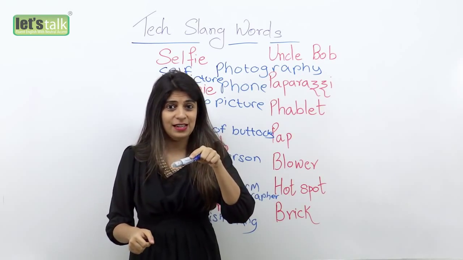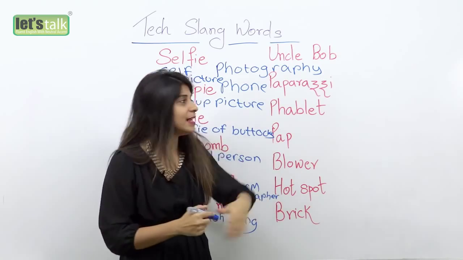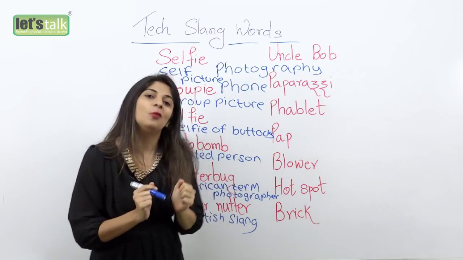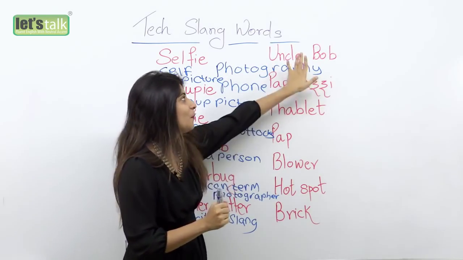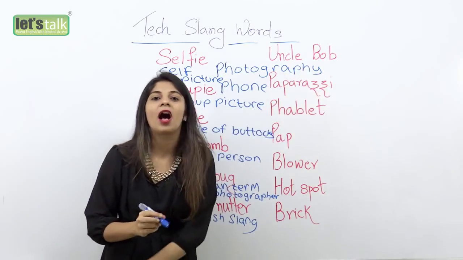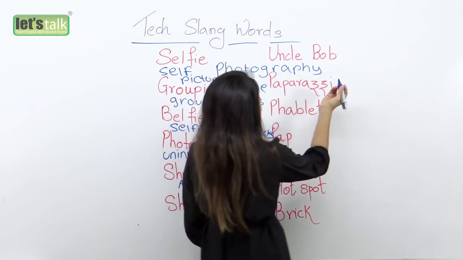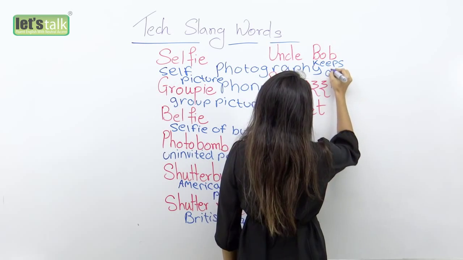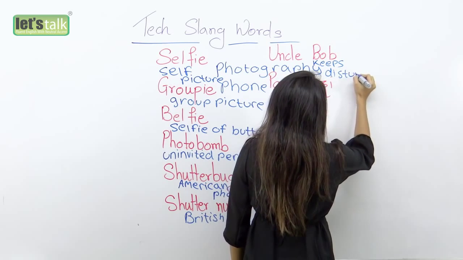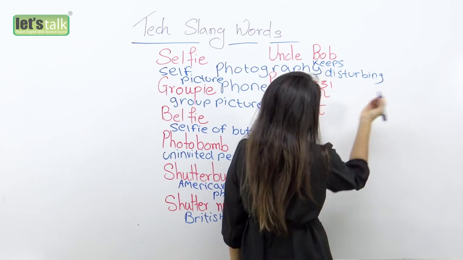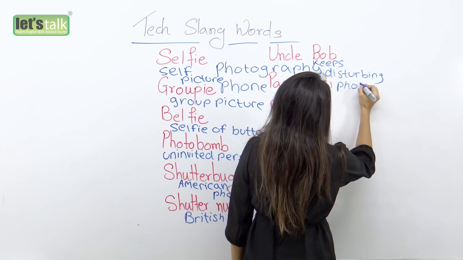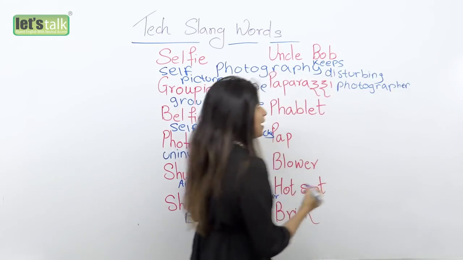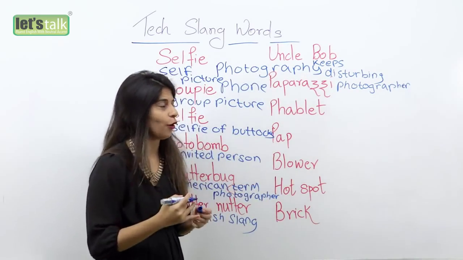So that person who keeps clicking pictures and kind of distracts these wedding photographers, the wedding photographers like to call him or her Uncle Bob. Okay? So someone who keeps disturbing the wedding photographers. Okay, so someone who keeps disturbing the photographer.